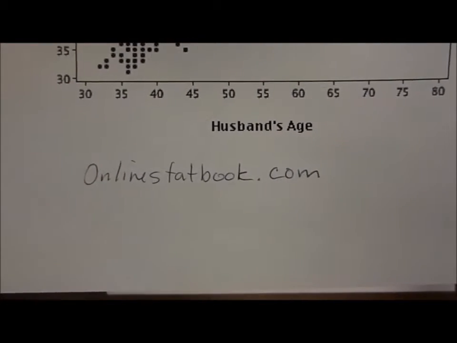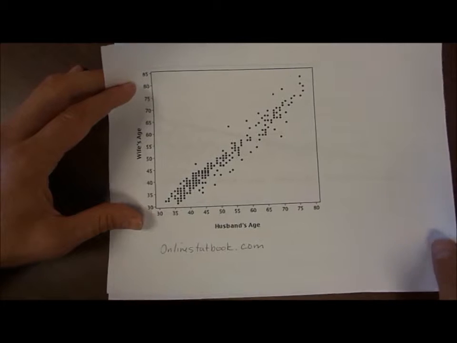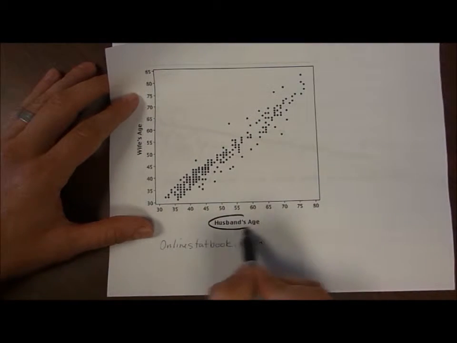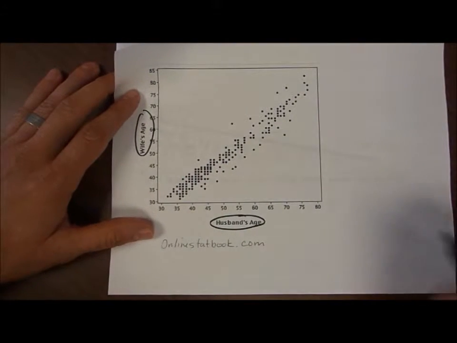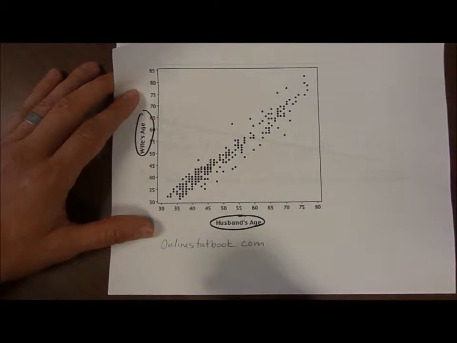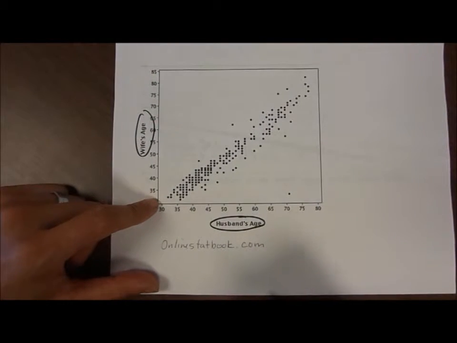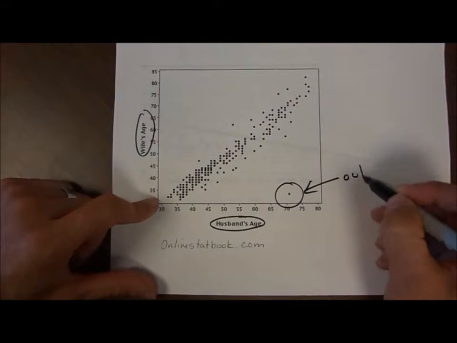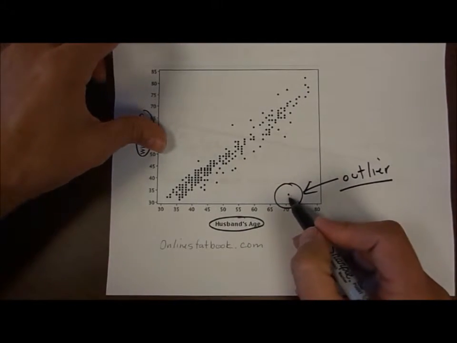This one comes from onlinestatbook.com. It's a correlation, and you'll see these all over online, but you'll notice there's a correlation between the husband's age and the wife's age of the people that they interviewed. Very strong correlation. Every once in a while, you'll see somebody out there with a little dot out here somewhere. It's called an outlier, okay? Meaning they don't really fit the norm, okay?